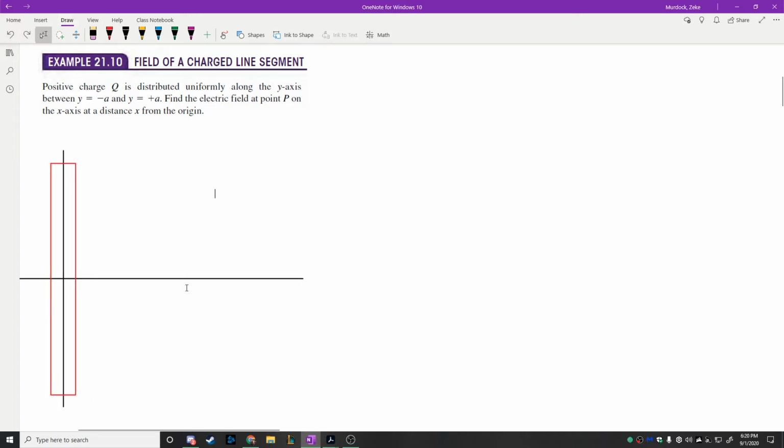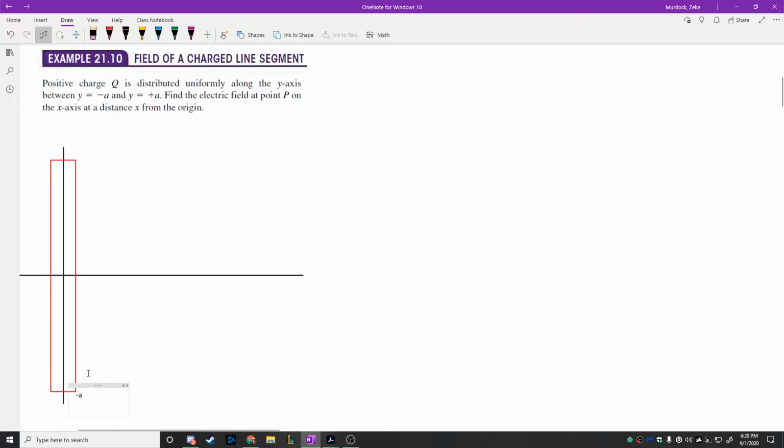So that's our rod. It says positive charge Q is distributed along this rod from negative a to positive a. So this down here is going to be negative a, that's y equal to negative a. This point up here is going to be positive a.